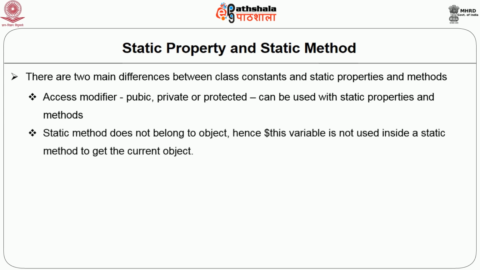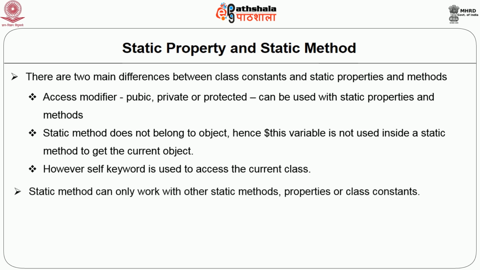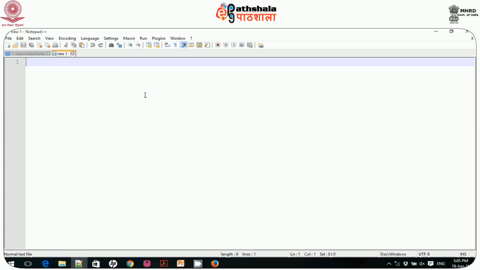Second difference is that as the static method or static property is a property or method of a class, not an object, you cannot use the this keyword inside the static method, but of course you can use the self keyword to get the value of that static property. So as a result, a static method can only work with other static methods, properties or class constants. So let me take an example of static property as well.